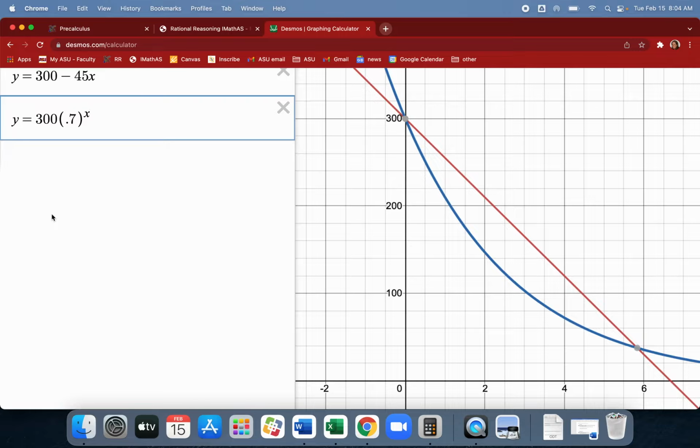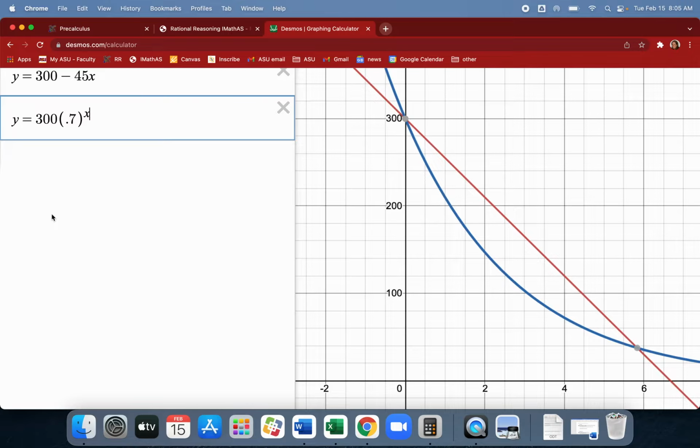Now in reality, it doesn't have to be a whole number, but thinking about if that was a 1, that's 300 times 0.7. That's after 1 year. If it was a 2 in that exponent spot, 300 times 0.7 squared means 300 times 0.7 times another 0.7, which is take your 70% value from after 1 year, and then find 70% of that. So it's after 2 years.